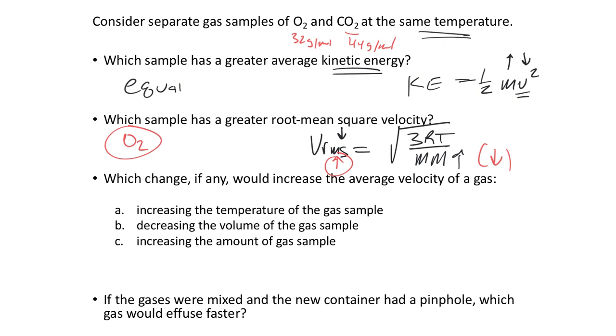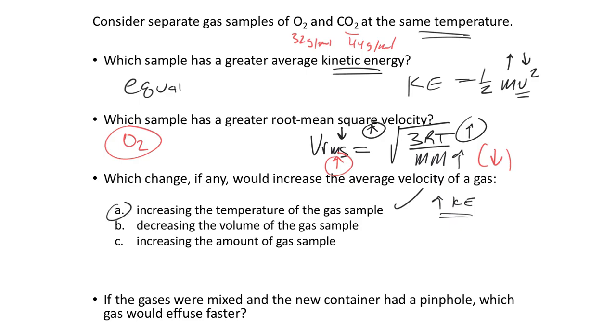If we could make a change to these gases, what would increase their average velocities? Increasing the temperature would be a great thing to do, because if we increase temperature, we're going to increase the root mean square velocity. So the temperature increase is directly related to the velocity. That's going to increase the average kinetic energy, which is going to increase the particle velocity as a result. So A works.